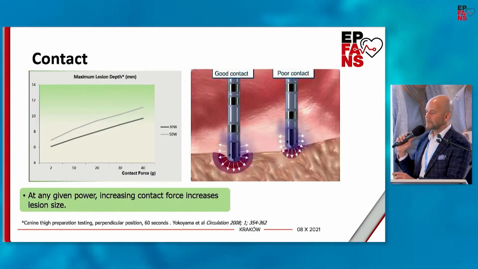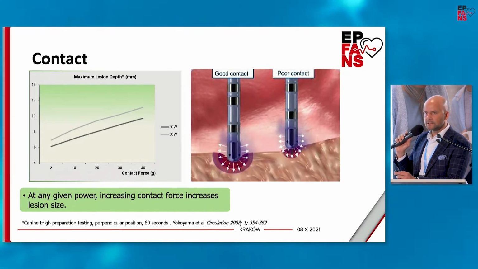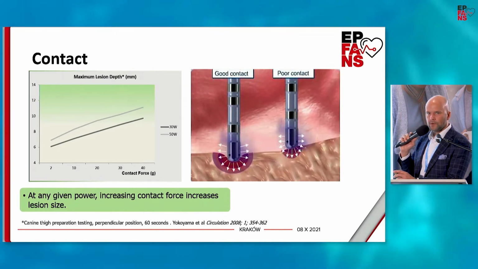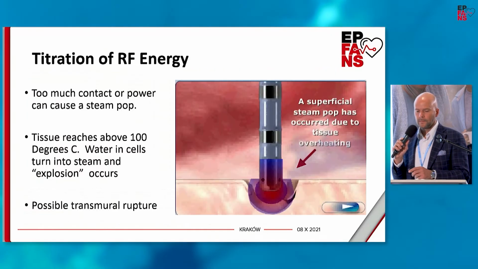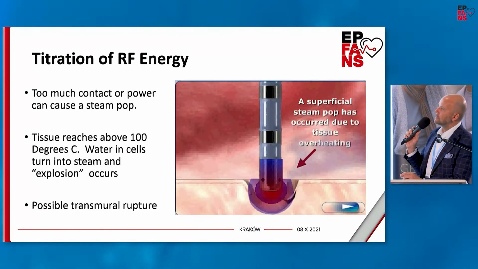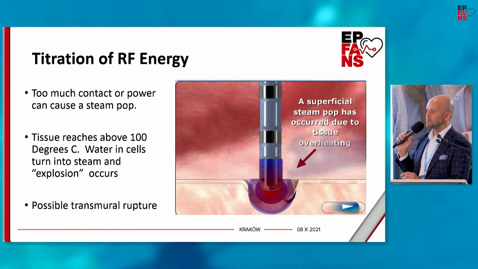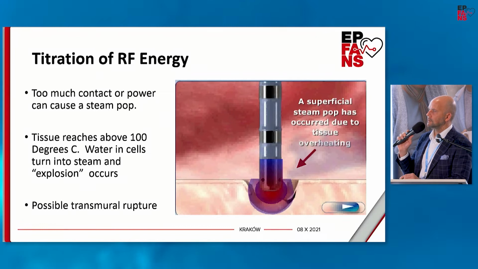Catheter to tissue contact is another important parameter influencing safety and efficiency of RF ablation. The higher the contact force, the deeper penetration of energy is achieved. The same fixed power with higher contact force creates a larger lesion. And because of that, it seems reasonable to titrate energy to avoid overheating the tissue and to avoid steam pop tissue damage.